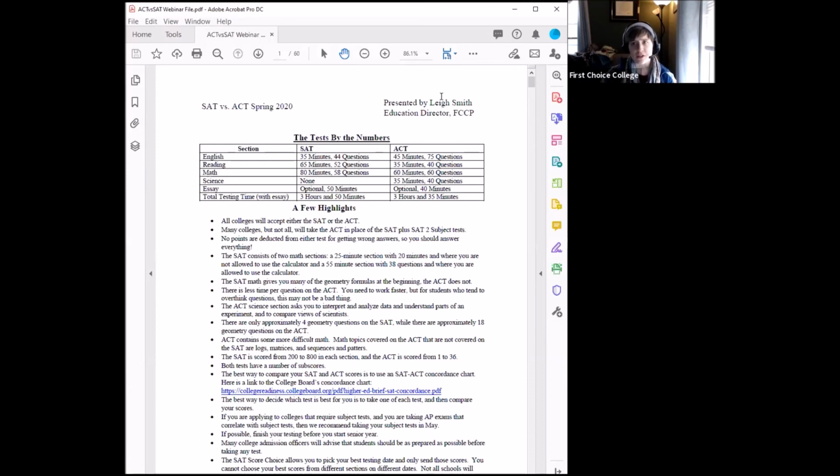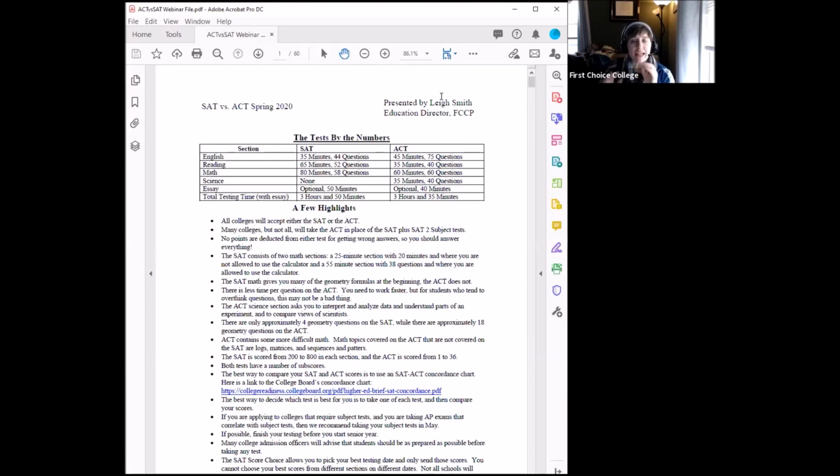By taking the two tests, kids can get an idea of whether they would do equally well on either one. But at the end of the day, the decision of which one to take has to do with the timing and which test fits them better. So now let's go into what the actual differences are so you can get comfortable with them.